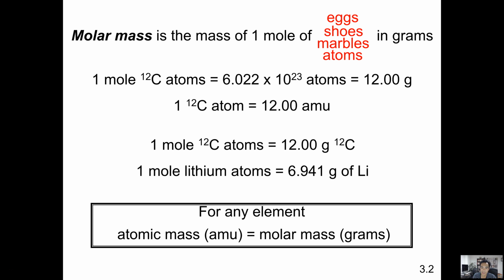So for any element, the atomic mass unit is equal to the molar mass, or the grams. So if you use these conversions, you can make the claim that the atomic mass unit is equal to the molar mass. However, you have to understand that for every 1 mole of carbon atoms, that's also equal to 12 grams.